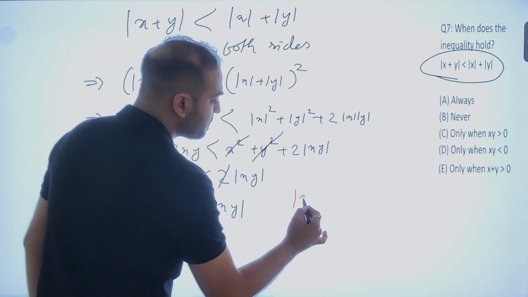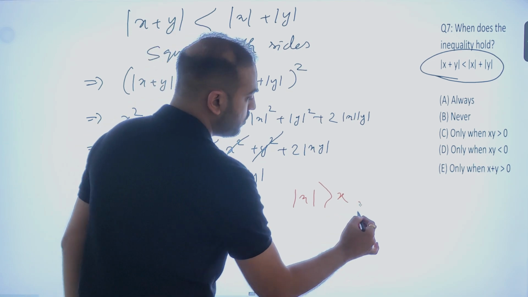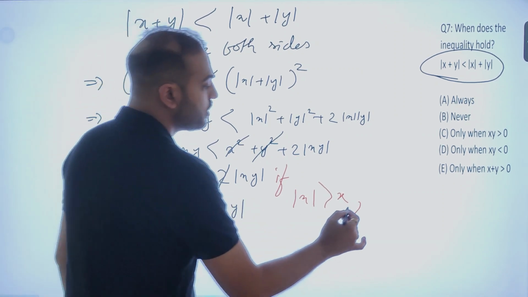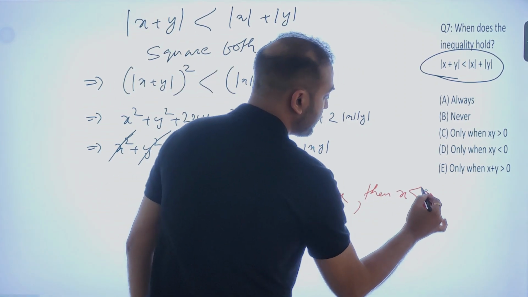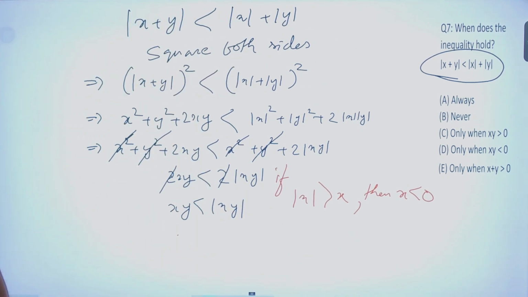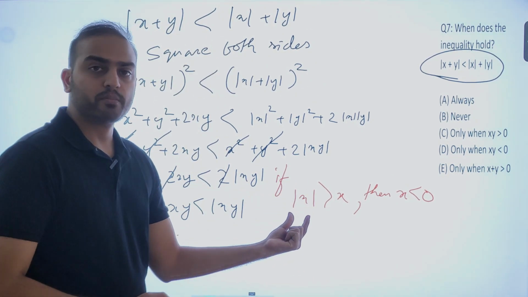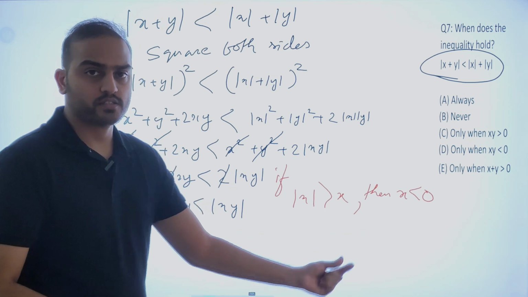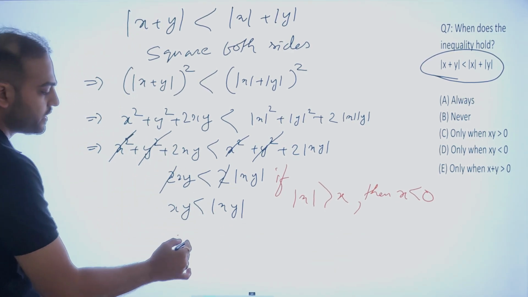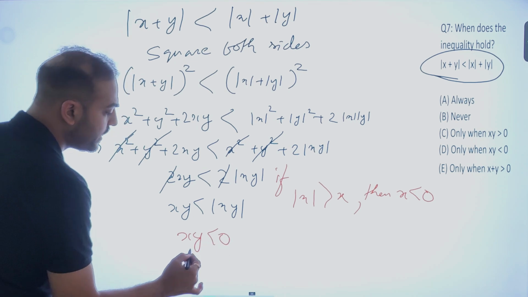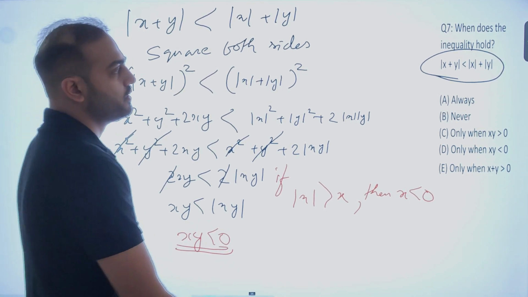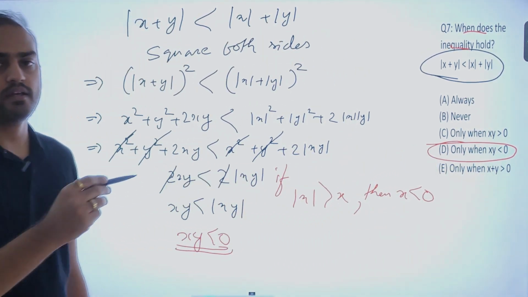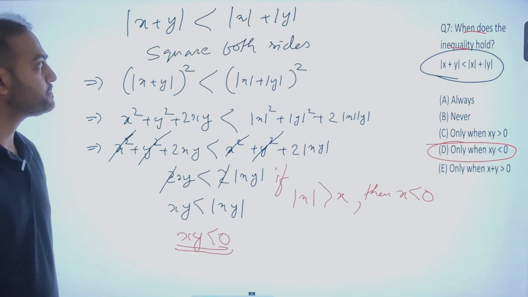Okay, when is mod x greater than x? This is a takeaway also: if mod x is greater than x, we know x is negative, right? Because for a negative number, the modulus will become positive while the number itself remains negative, so mod x will be greater than x. Applying that here, we know xy has to be negative. So the inequality holds when xy is negative.